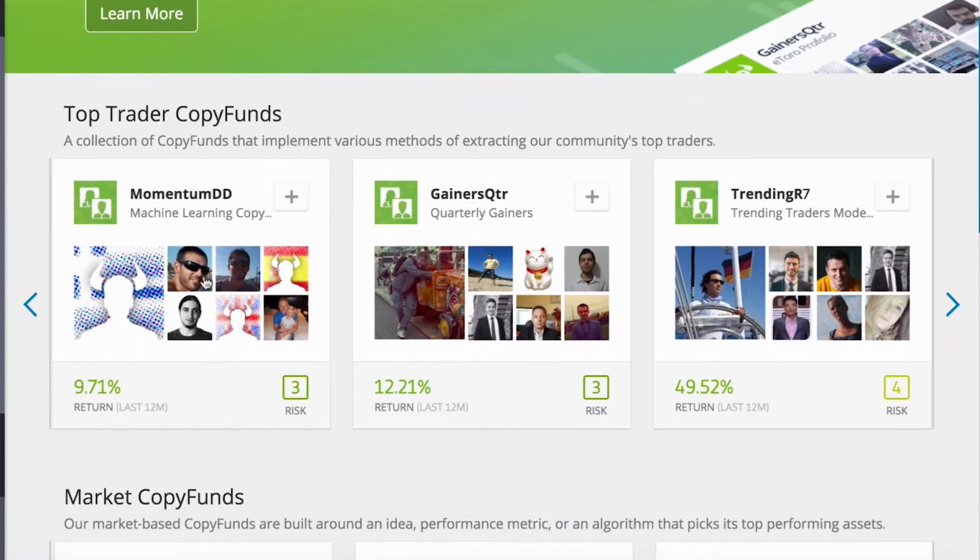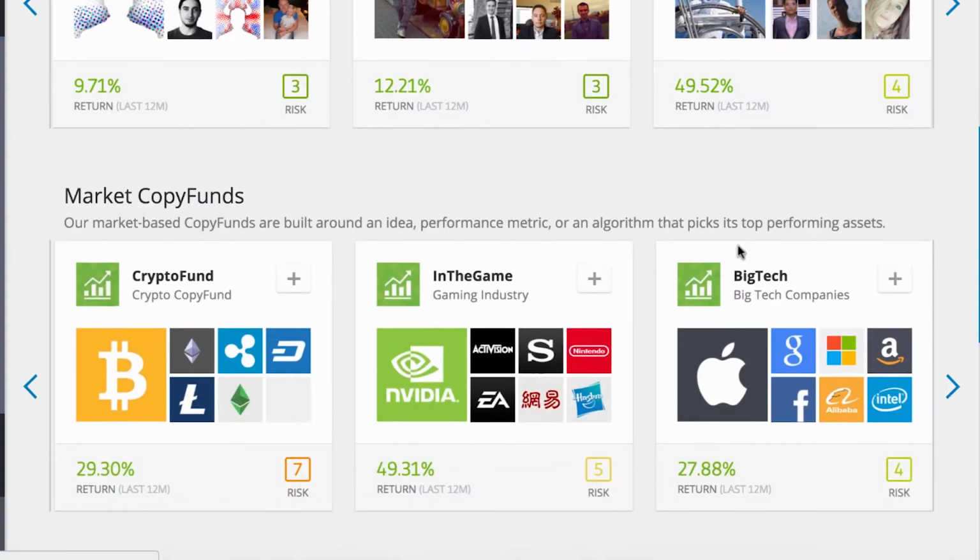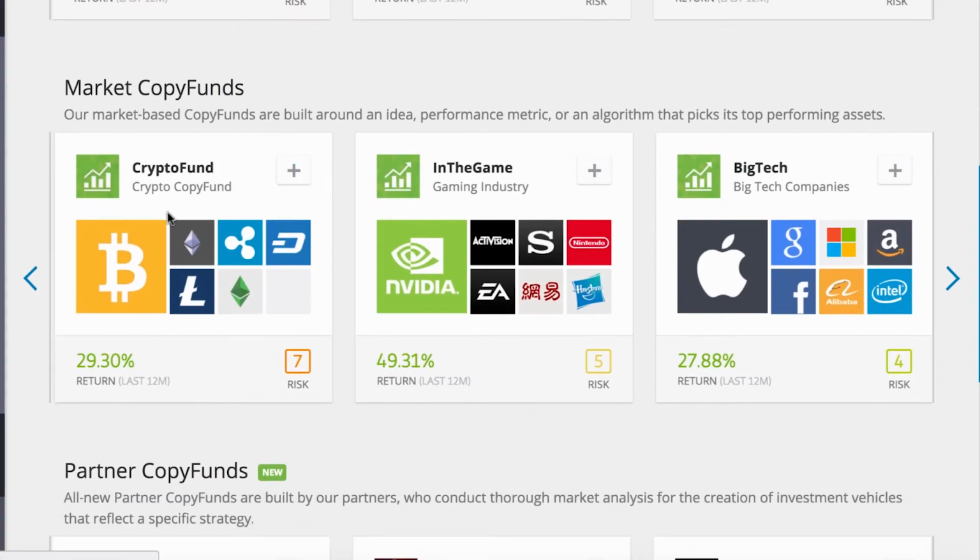So these ones are all to do with people. They've grouped popular investors in, made a fund out of it, and you invest in that fund. Here we have ones which are about the market. Crypto fund. So again, normally you buy one cryptocurrency. You might buy Bitcoin, you might buy Ethereum, you might buy whatever, Litecoin.